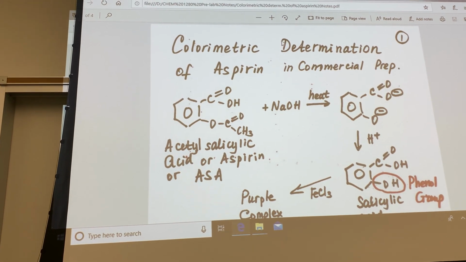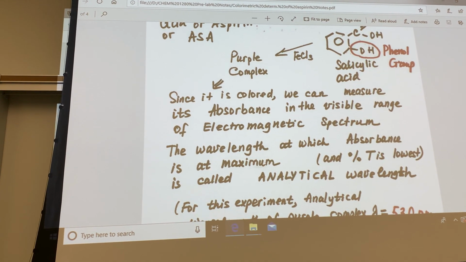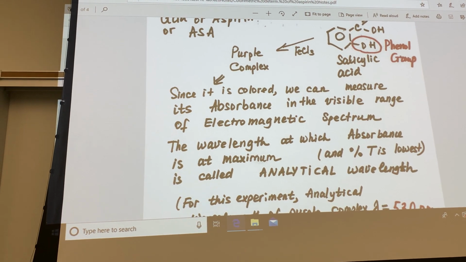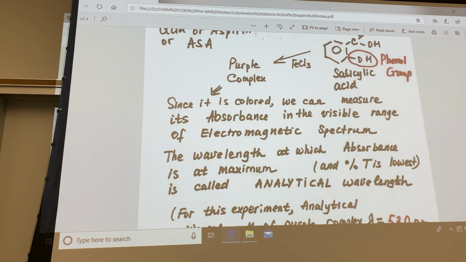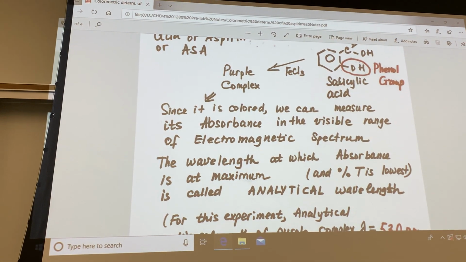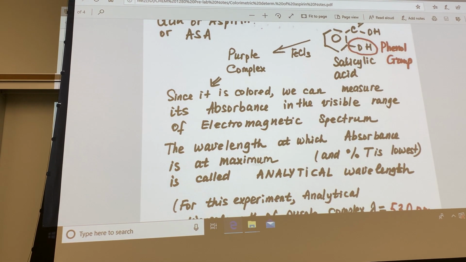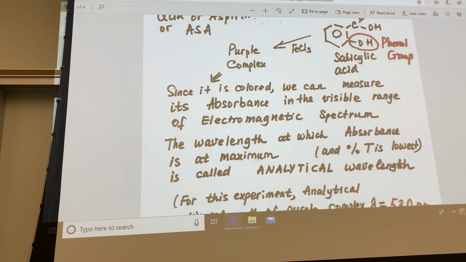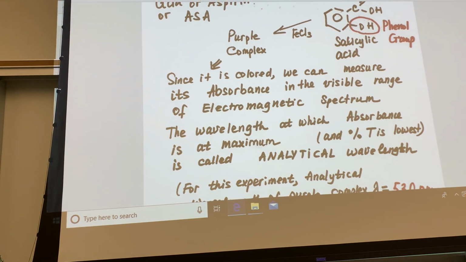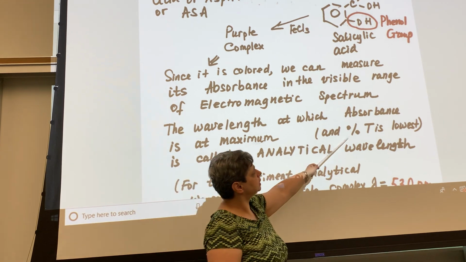So how are you going to do this? Well, once the purple complex is formed, you're going to use that to your advantage, and we can measure absorbance using a spectrometer. And the spectrometer will first ask you to find what's called analytical wavelength. And this is the first definition that you need to be familiar with from this experiment. So analytical wavelength is defined in your lab manual as the wavelength where percent transmittance is the lowest.